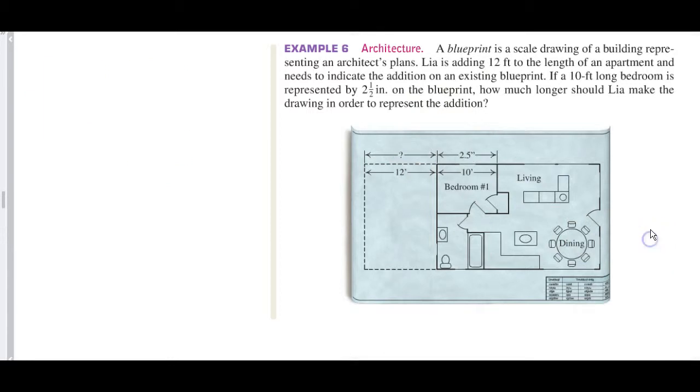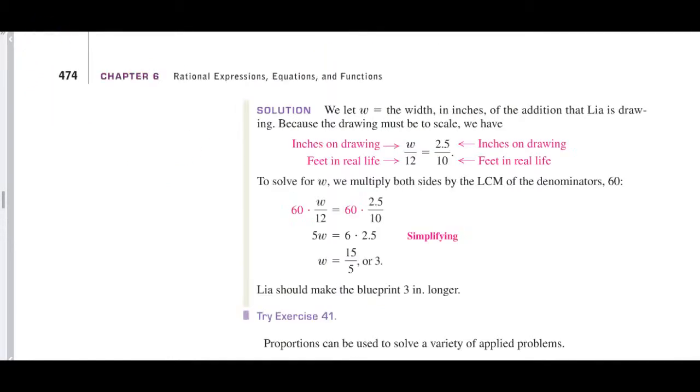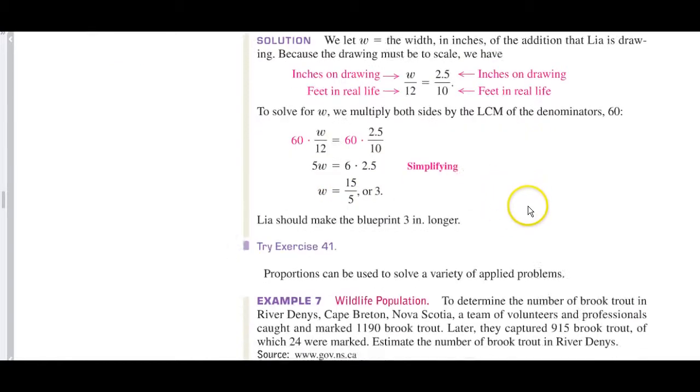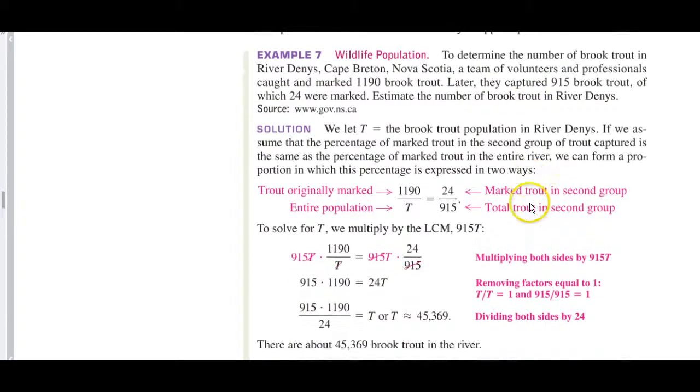Okay, let's go next, I should say. And there's the work. Okay? And again, I would use cross multiplication much better than having to use the common denominator. All right, now in wildlife population, and here what they're going to do is tag, I believe, trout. They put a little tag on them.